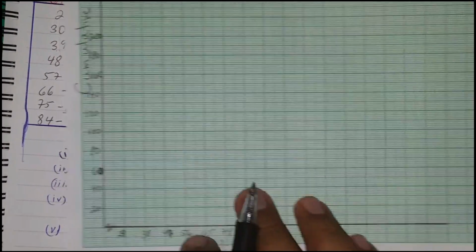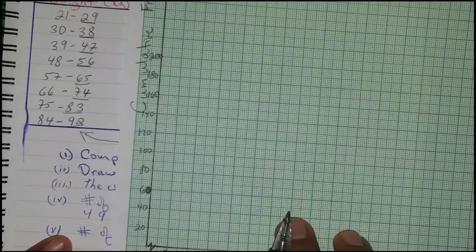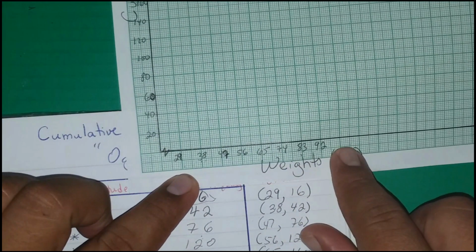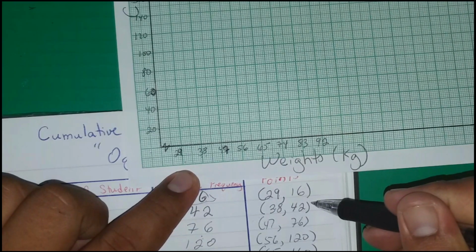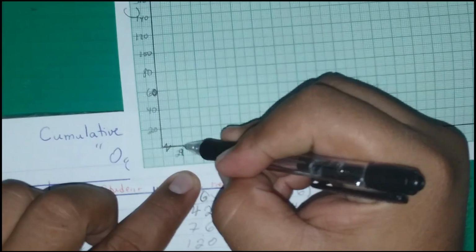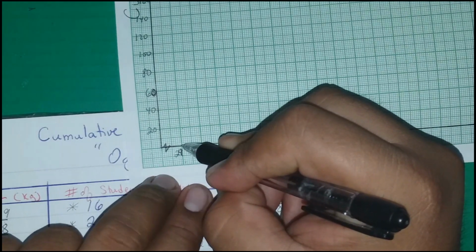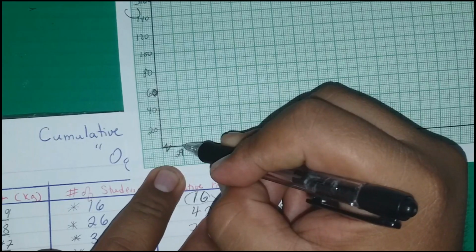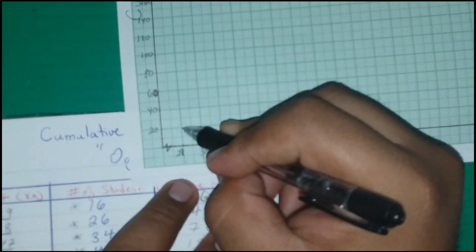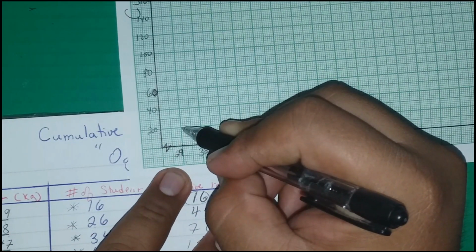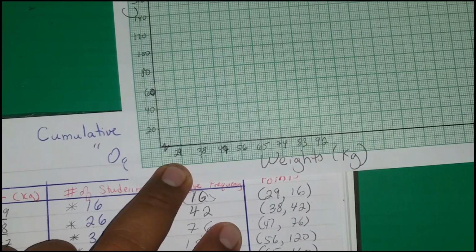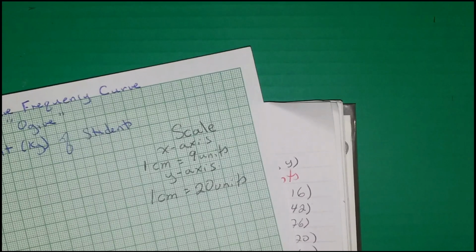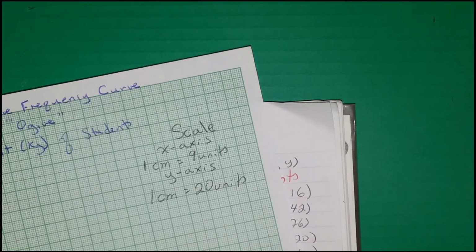So what we have now is that we're going to be plotting the points. Notice that the point we have is 29, 16. So we're going to find 29, which is this bold line there, and then I'm going to go up to 16. Notice that I again don't have 16, but I went way up to 20. So how do I get 16? Let me see, how many lines do I need to go up to get to 16?